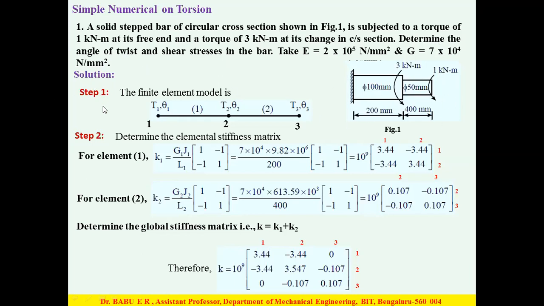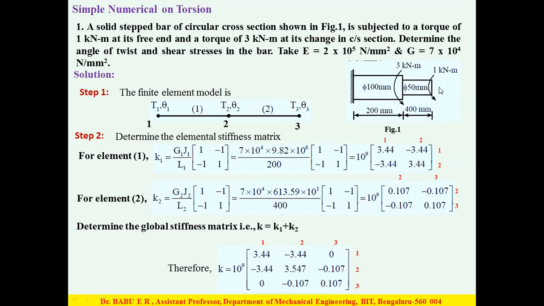Now go to the solution. The first step is to represent the finite element model. When you see this, it is 2 bars. One has a cross-sectional diameter of 100 mm. The other has a diameter of 50 mm.